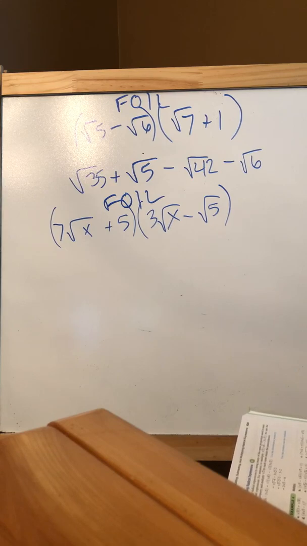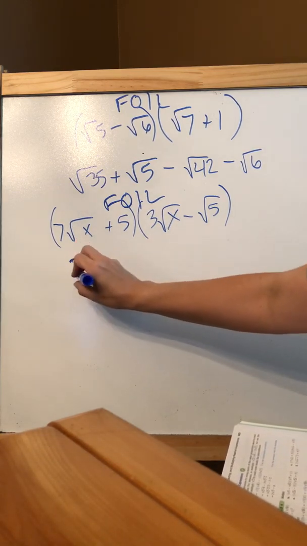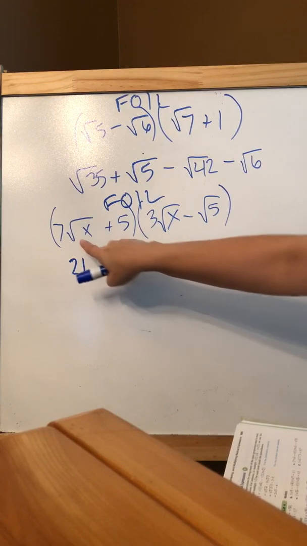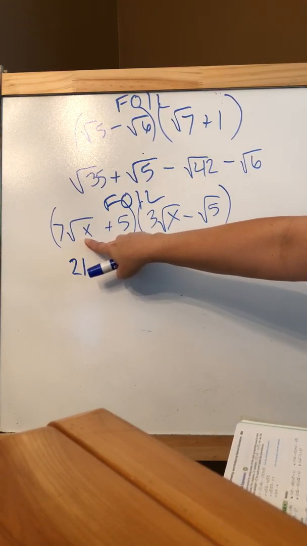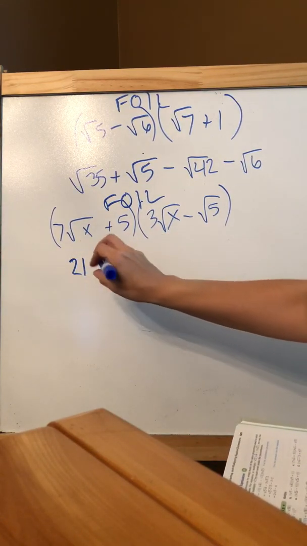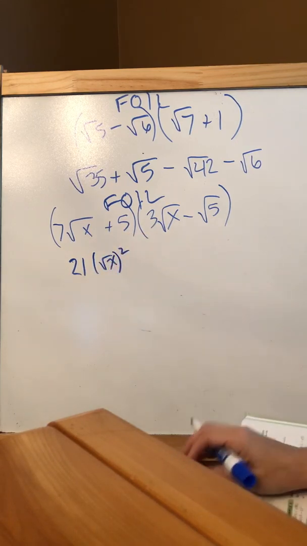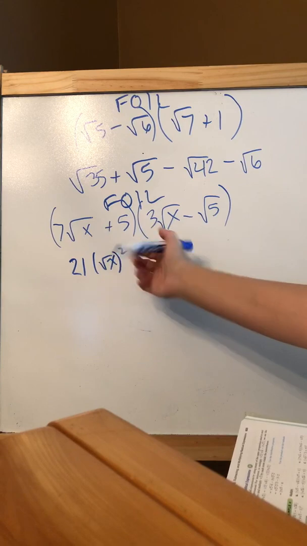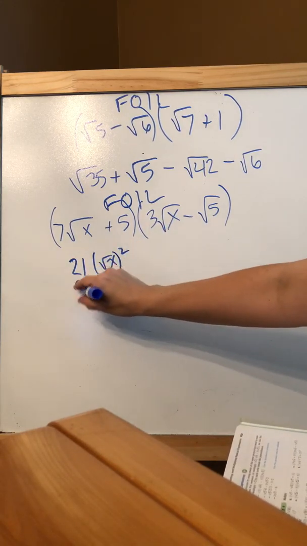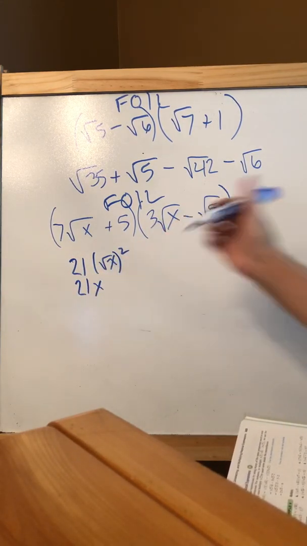So what we're doing here is just multiplying. We have 21 for 7 times 3, but now look at this. It's the square root of x, and we're squaring it, so that just goes away. So we actually have 21x because it cancels out.